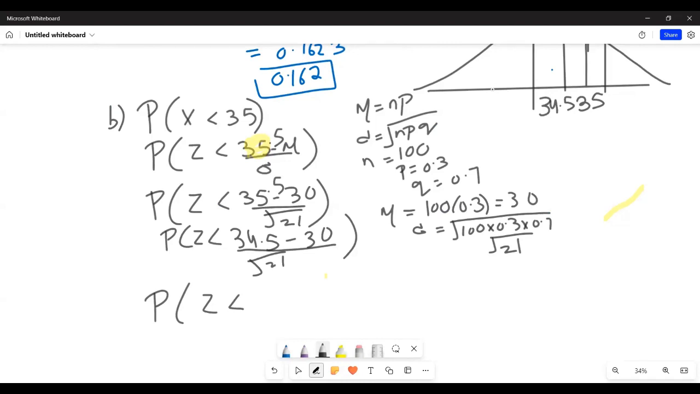0.9819. Which is going to be read from the table.